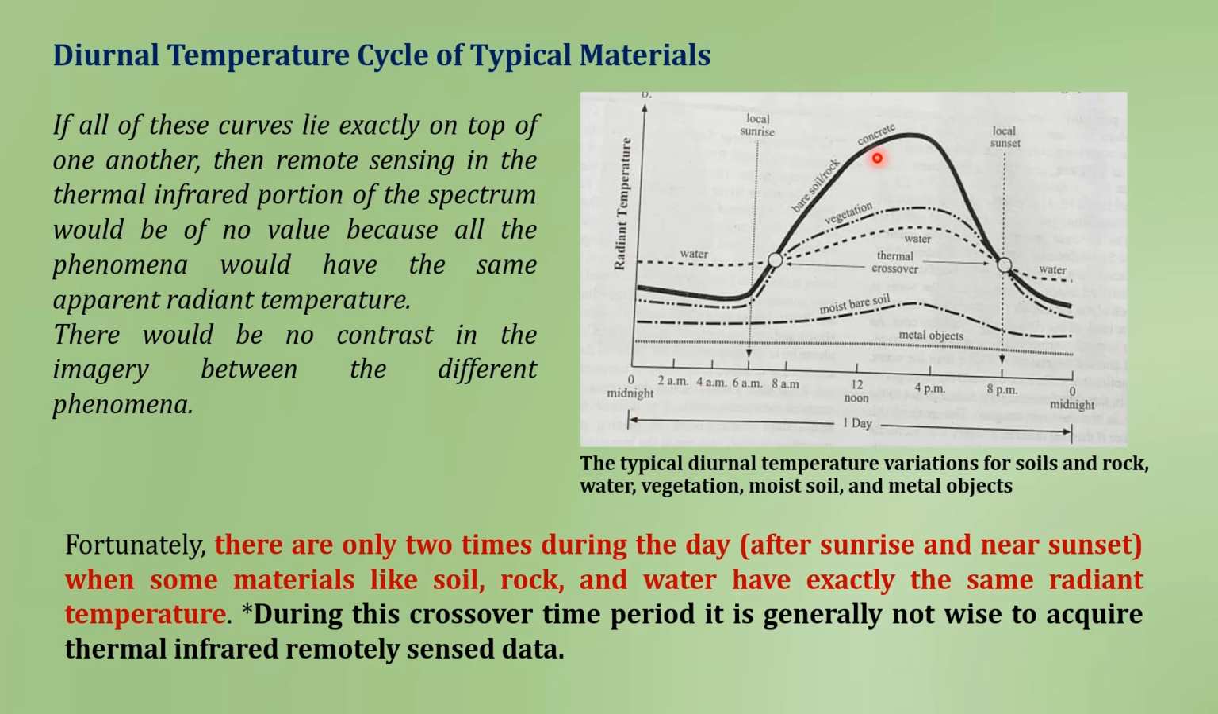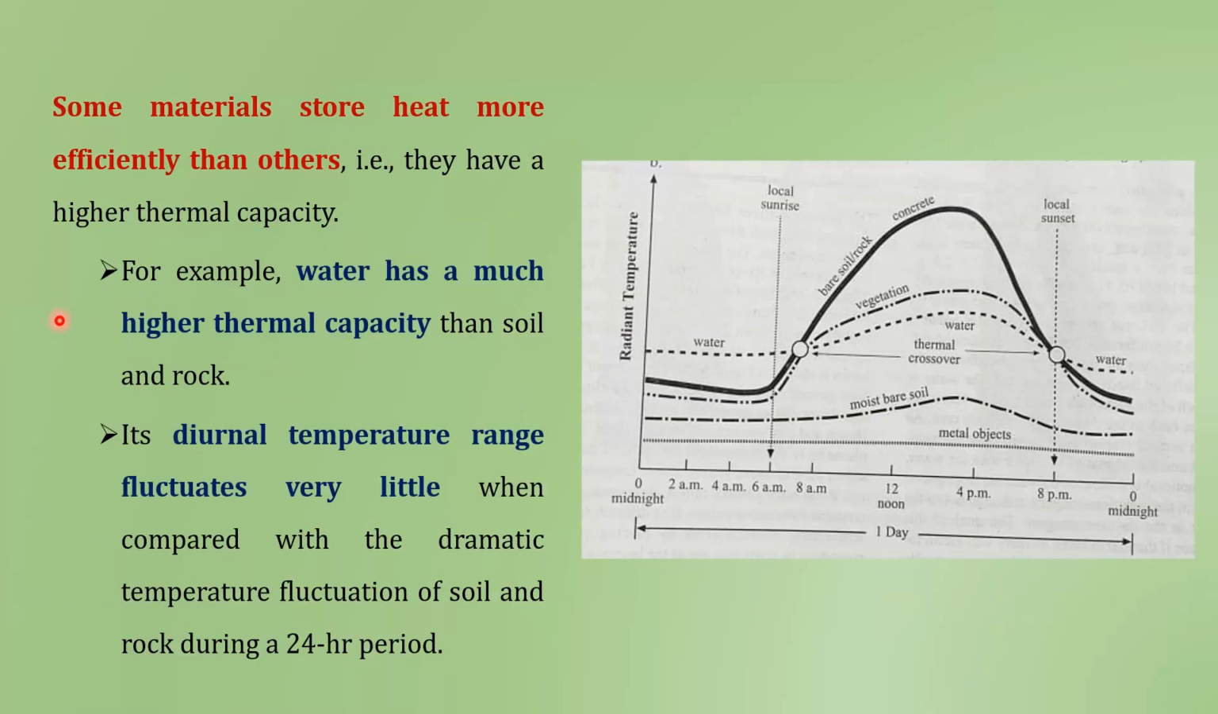But if we see in this image, each of the features has a unique diurnal temperature variation, and there are only two times during the day, after sunrise and near sunset, when some of the materials like the soil, rock, vegetation, and water have exactly the same radiant temperature. So this time is referred to as the thermal crossover, and during this time period thermal data acquisition is generally not suggested. Some materials which have higher thermal capacity store heat more efficiently than others.